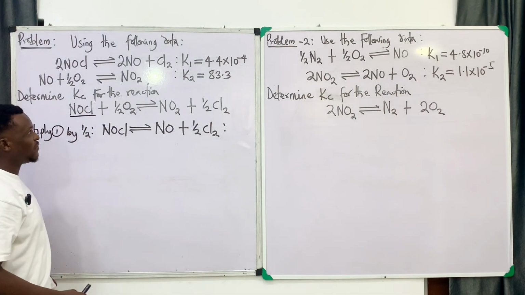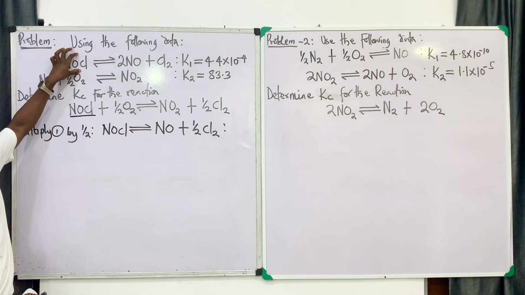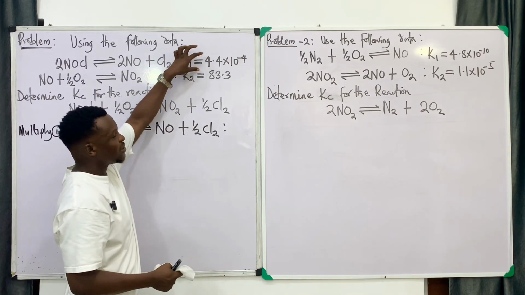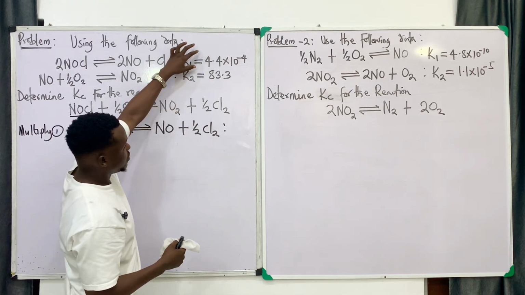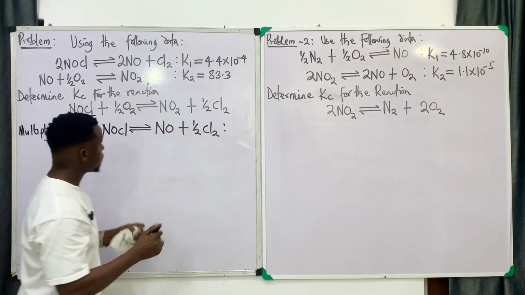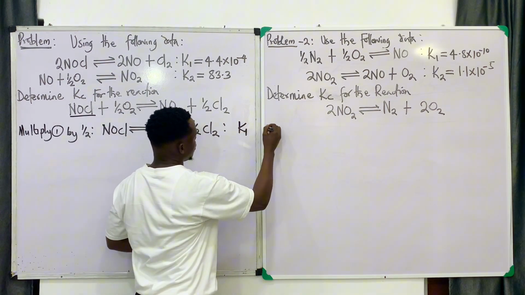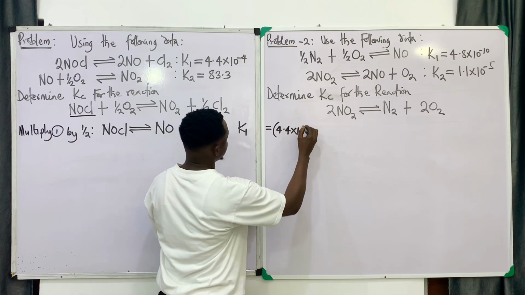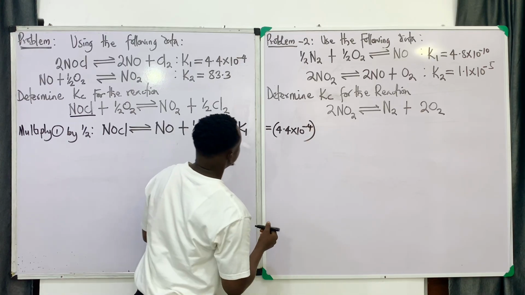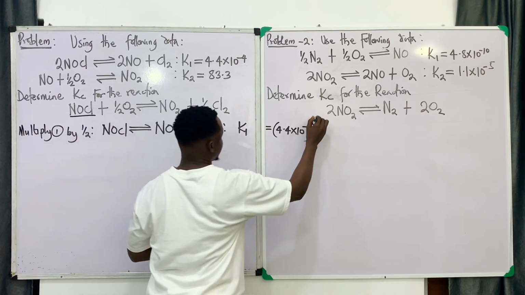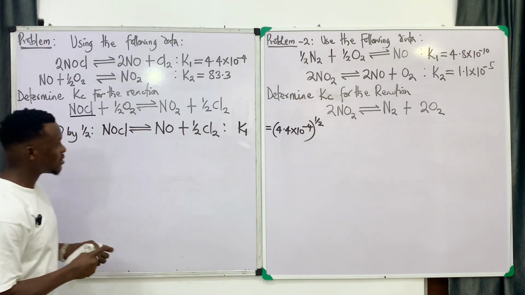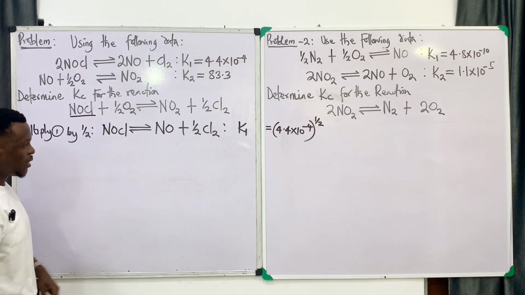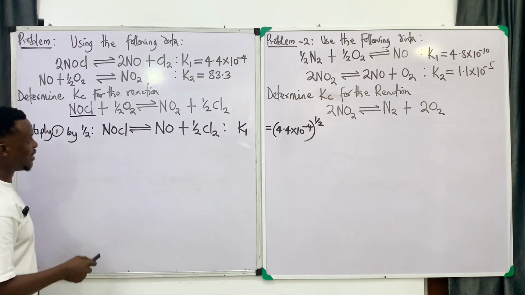But remember I told us that whatever you're going to do to these individual equations, if you multiply an equation by a factor, the equilibrium constant will not be multiplied by that factor, but instead it will be raised by that factor. So here, my K1 will now be 4.4 times 10 raised to the power of minus 4. Now, this will be raised to the power of half. Why am I saying half? Because we multiplied everything here by half. All right, so I'm going to leave it out here. Later, we're going to do the evaluation.